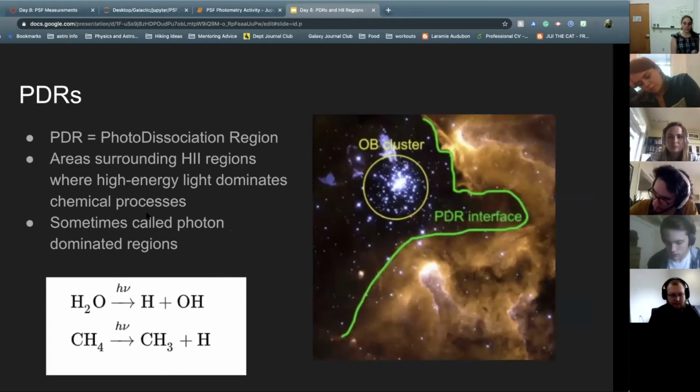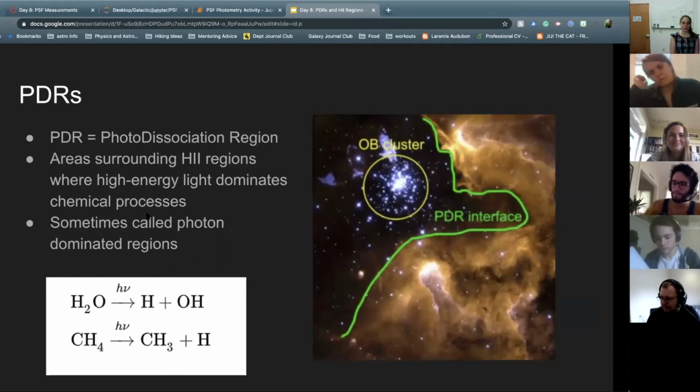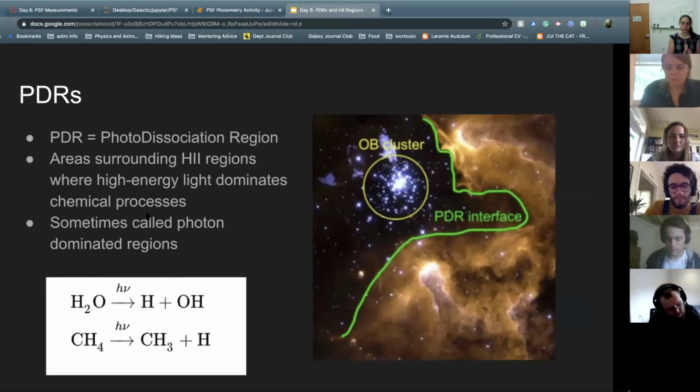So PDRs, your reading was kind of focused on PDRs, but they're kind of the most complicated part since they're where a lot of the chemistry happens. PDR stands for, I call them photodissociation regions. Some people will call them photon-dominated regions. Both are PDR, so I don't think it really matters. They mean the same thing.